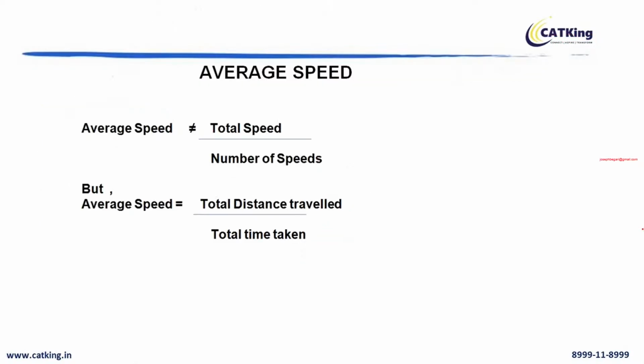Alright. So let's move on to the new concept. Average speed. The average speed is not total speed upon number of speeds. A lot of people have this confusion that when there are 3-4 speeds given to you and you have to find out the average speed, they usually take the total of speeds and divide by the number of speeds.